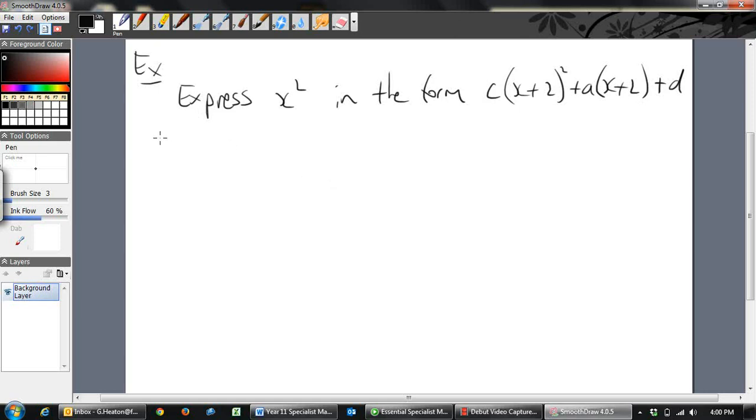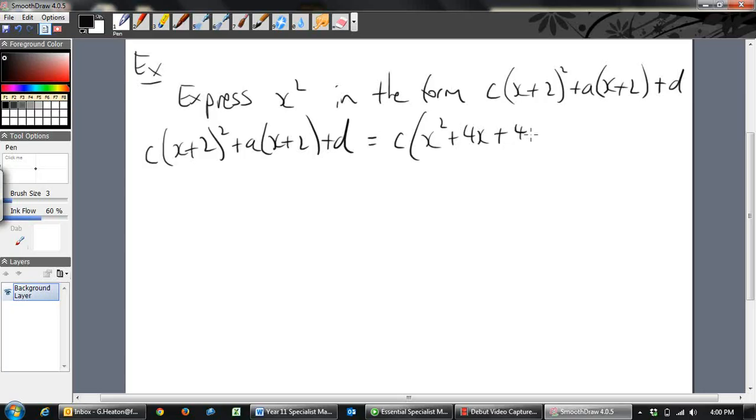I'm going to expand it out. c(x plus 2) squared plus a(x plus 2) plus d equals. Let's expand this out. This is c. Let's expand out (x plus 2) squared. We'll have x squared, and we'll have 2 times x, 2x times 2, so that's plus 4x plus 4. So that's how we do a perfect square. And I'll just expand this out: ax plus 2a plus d. So just expanding all that out.